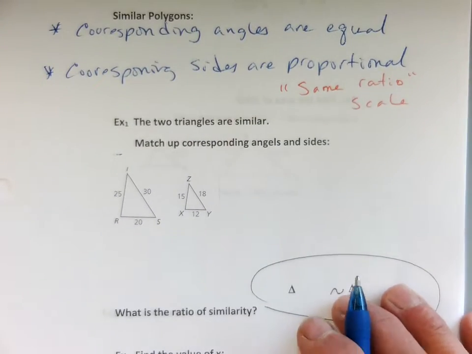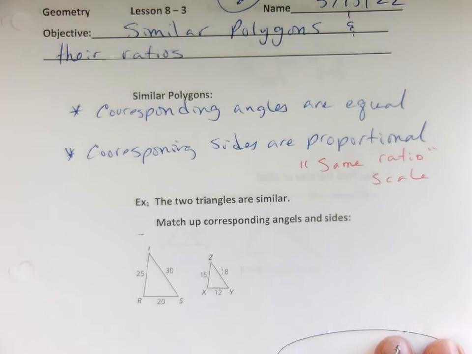So example one. Oh, I might be going too fast. I'll wait for you to get caught up, okay? So here's what we're going to do. You guys ready for example one?